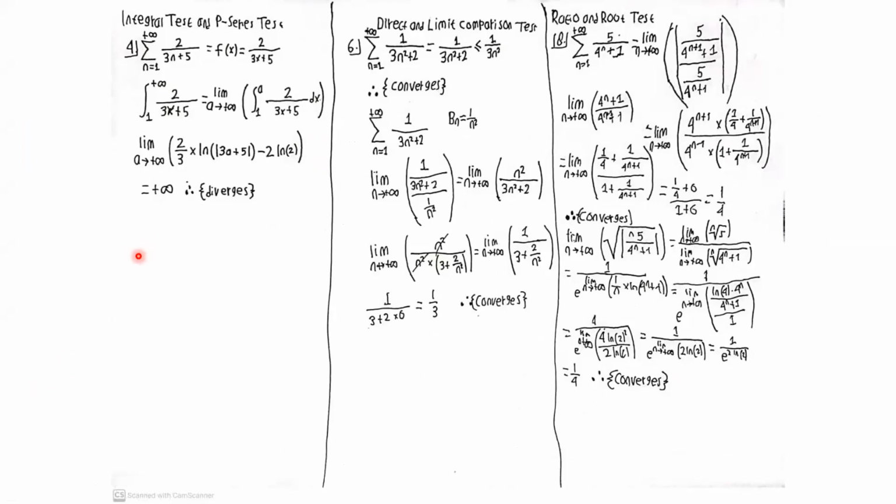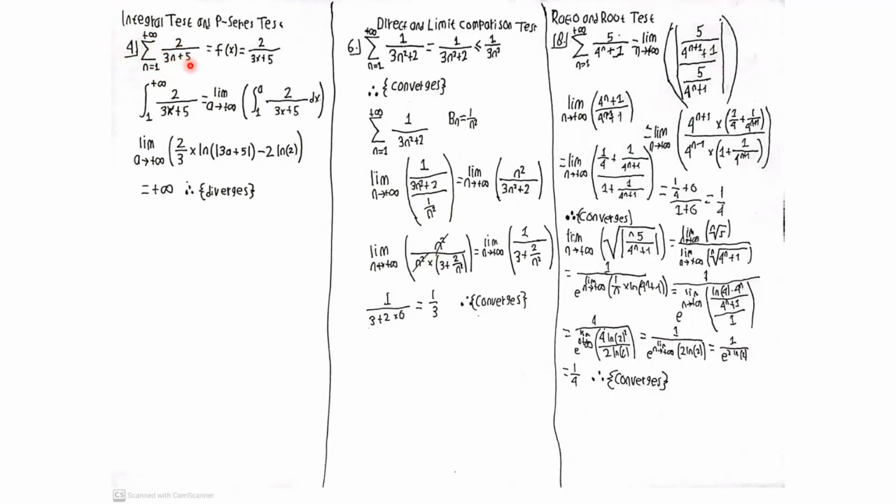Now, today I want to tell you the integral test, direct and limit comparison test, ratio, and root test. Before we do that, I prepare the question. As you can see here, we got number 4, the sum from n equals 1 to infinity of 2 over 3n plus 5. So, what do we do?